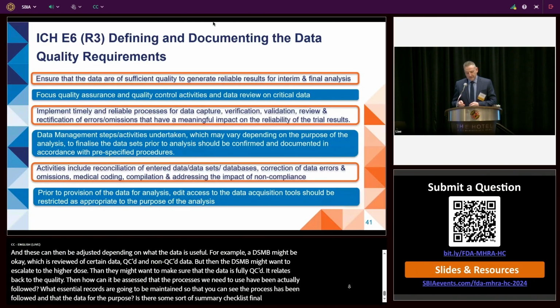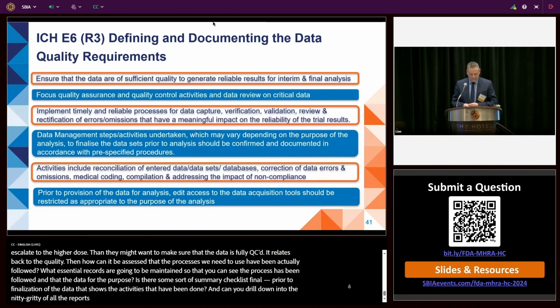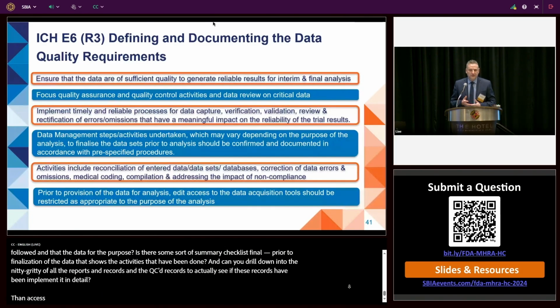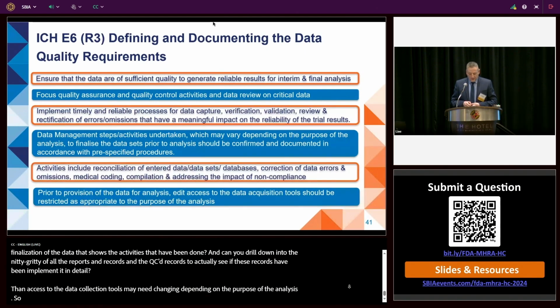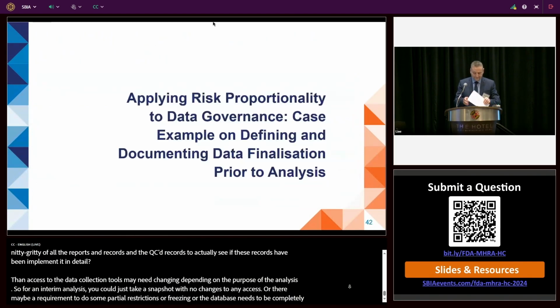And then can you drill down into the nitty-gritty of all the reports and records and listing QC records to actually see these activities being done in detail? And then, of course, the access to the data collection tools may need changing depending on the purpose of the analysis. So for an interim analysis, you could just take a snapshot with no changes to edit access, or there may be a requirement to do some partial restrictions or freezing, or the database needs to be completely locked. So how the access changes depends on the nature of the analysis.